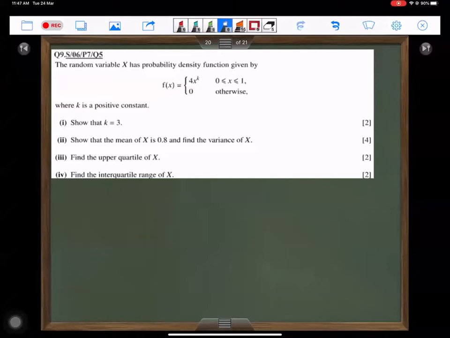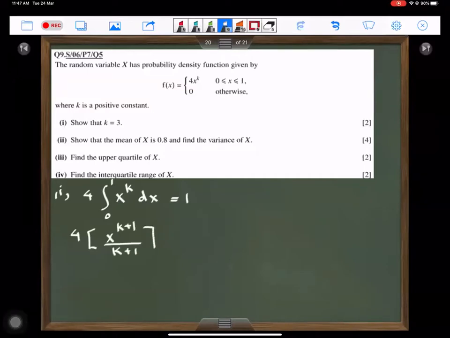Now, unfortunately, for some reason, a lot of people get this part wrong. I don't know what the reason is. 4 is outside, integral of x^k dx between the limits 0 and 1 equals 1. 4 as it is. First integrate: x^(k+1) over k+1. That is also one thing people get wrong. They don't integrate and somehow plug in the value of 1 in place of x. Even stranger, some plug in the value of 1 in place of k. I don't know how. So this is 4 over k+1.